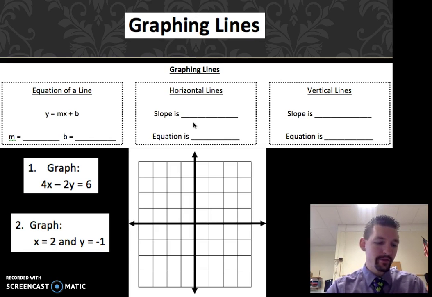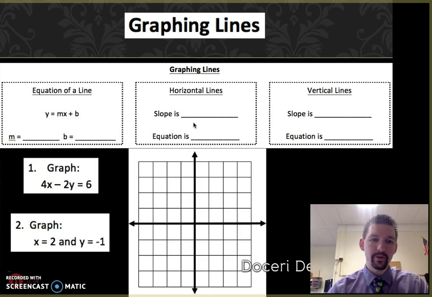So the review: the equation of a line is going to be y equals mx plus b. And this is called slope-intercept form because m is the slope and b is the y-intercept. So you would need the slope and y-intercept to graph a line. That is the easiest way to do it, using the count and plot method.